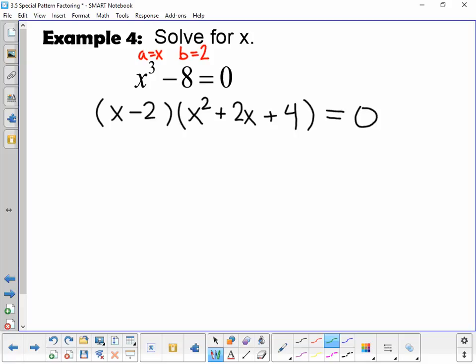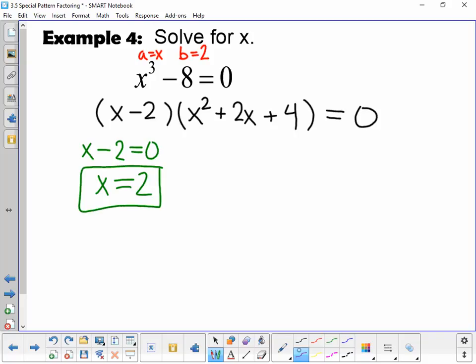So the zero product property tells me that one of those two things must be 0 or both. Our first solution comes from the factor x minus 2 equals 0, and we get the solution x equals 2. Well, remember, this is a cubic equation. We should be expecting 3 answers, so we should be able to find 2 more. Those come from when x squared plus 2x plus 4 is equal to 0. Now, a minute ago, I said this is not factorable, and it is not. There are no factors of 4 that add up to 2.